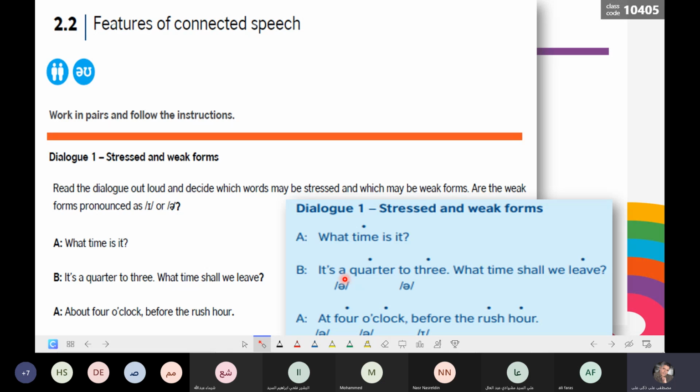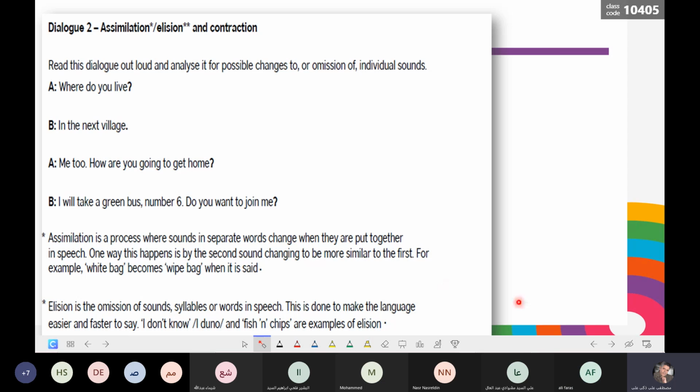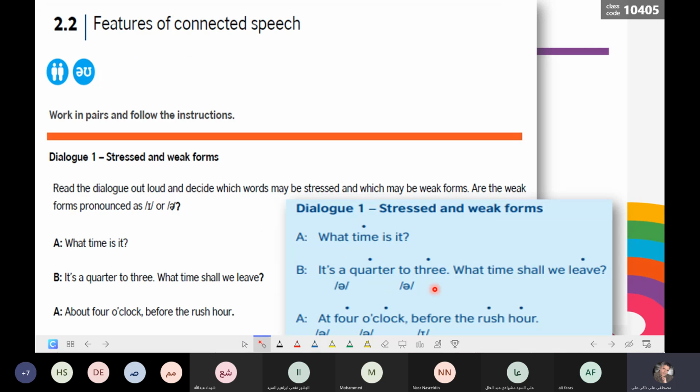It's a quarter to 3. The word "to" is the same story. "To" is long, but here it will be weak. It's a quarter to 3. Look, it's a quarter to 3.